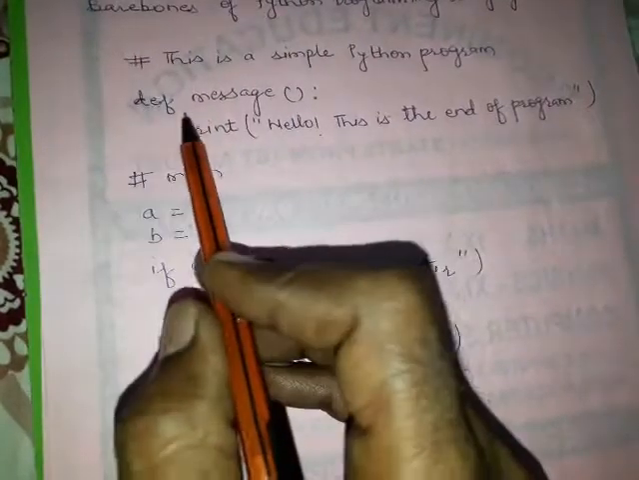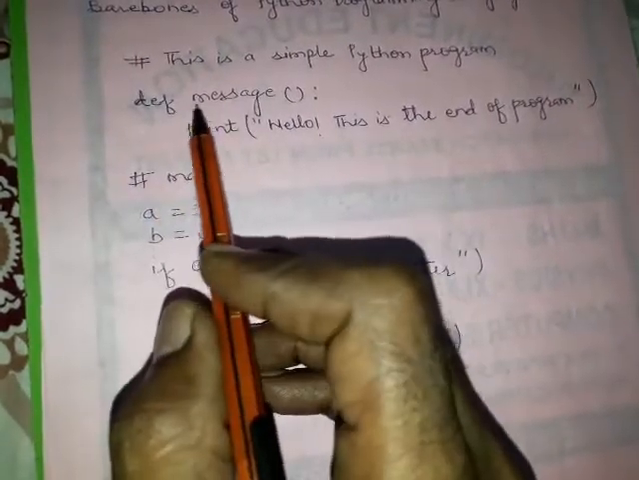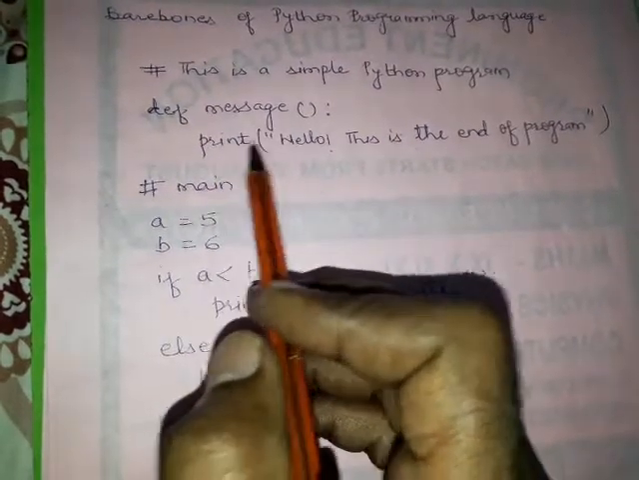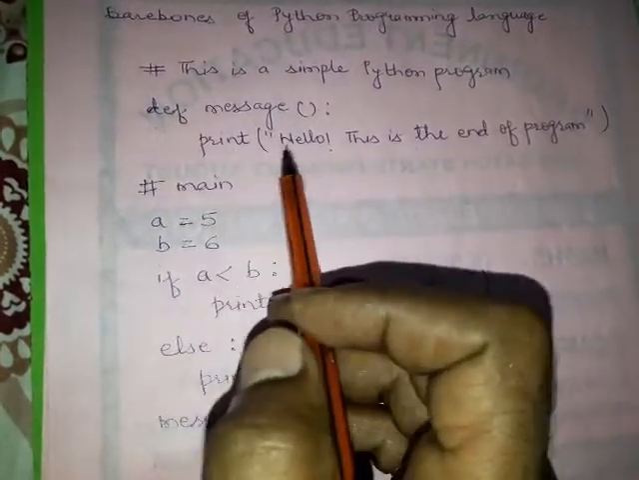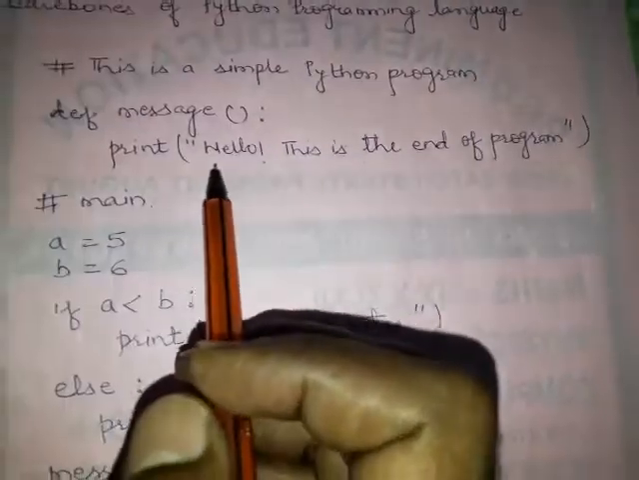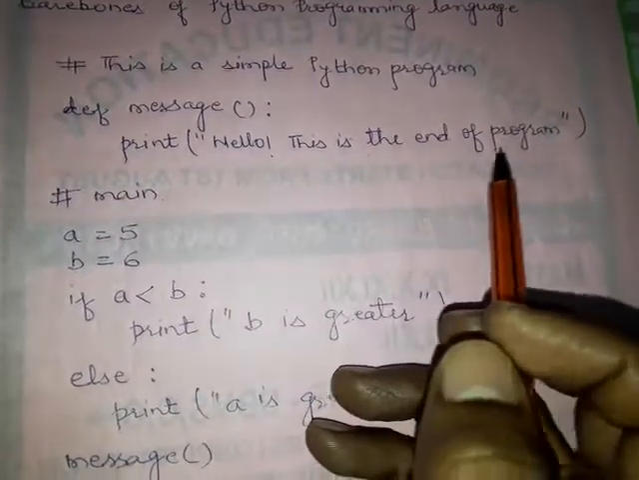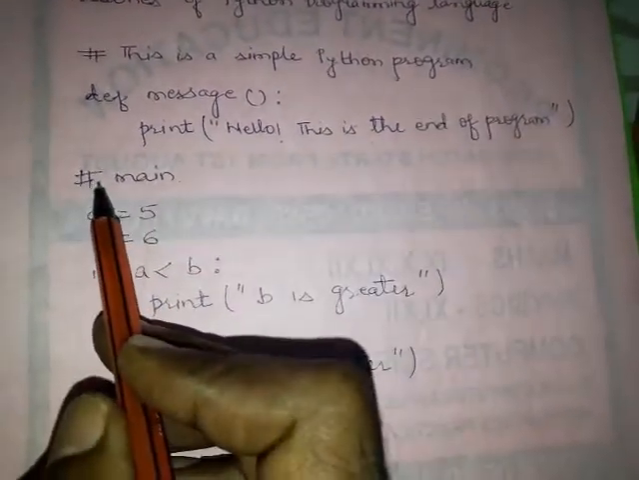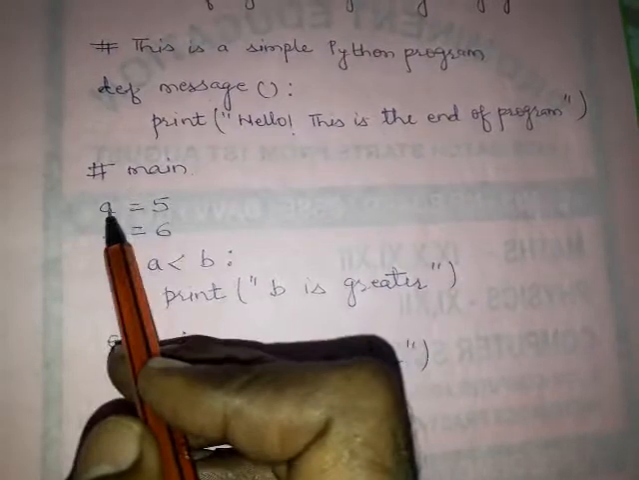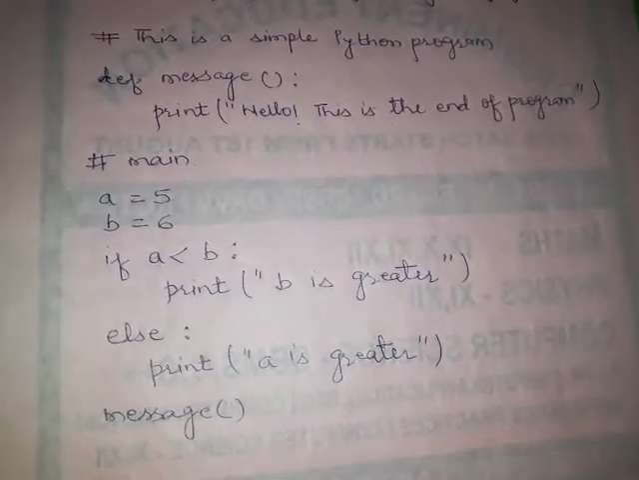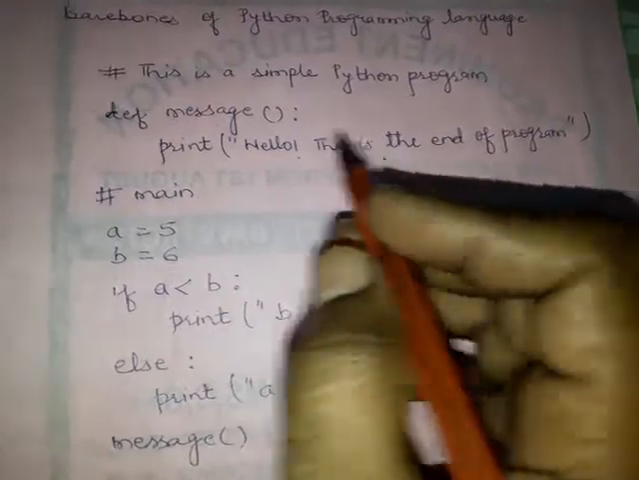Okay, we start from here. This is a simple method or message, or we can say it is a function which returns a message to the programmer, in which we write the message hello, this is the end of program. And then I write on the main part, main a equals to 5, b equals to 6, and this is the logic of the program.